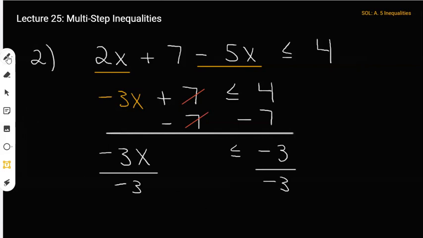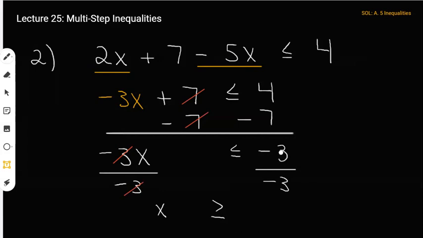So when I do that, the -3 and the -3 are going to cancel each other out, leaving me with x. Since I'm dividing by a -3, I have to flip this sign here. So instead of being a less than or equal to, it's going to be a greater than or equal to.